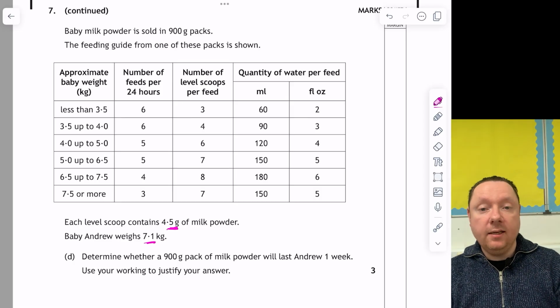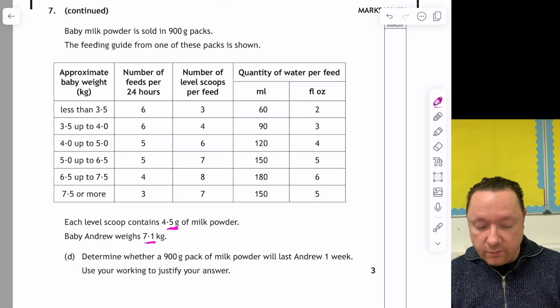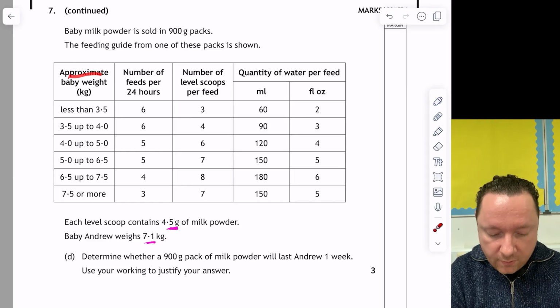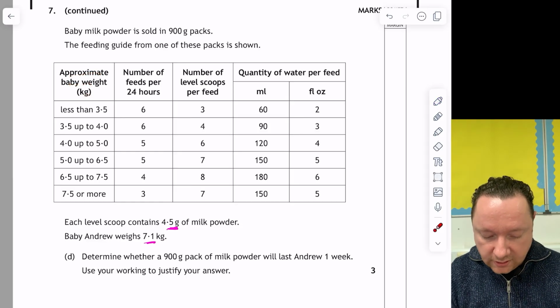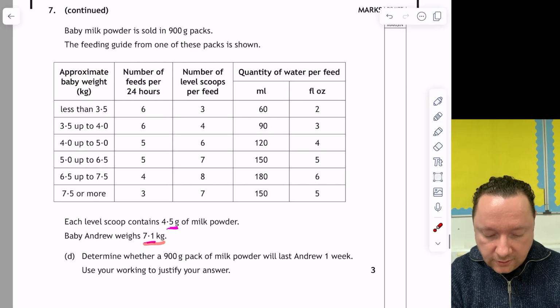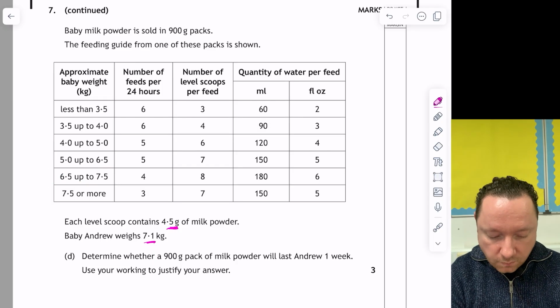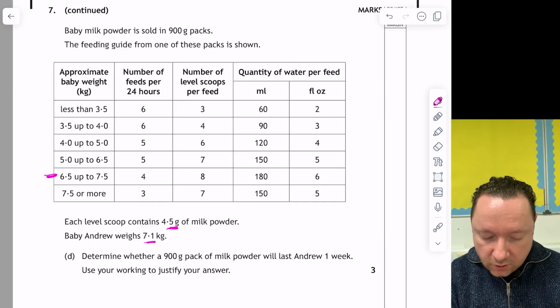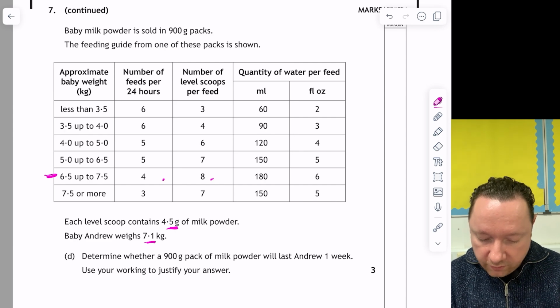So this is reading information off a table and then doing some sums with it. So let's have a look. First of all, it says approximate baby weight in kilograms. So I know that Andrew weighs 7.1, so I need to find where he is. Well, that's between 6.5 and 7.5, so I'm in there. So let's take a note of that. I'm there. And then number of feeds per 24 hours is 4. Number of level scoops per feed is 8. Quantity of water per feed is 180.